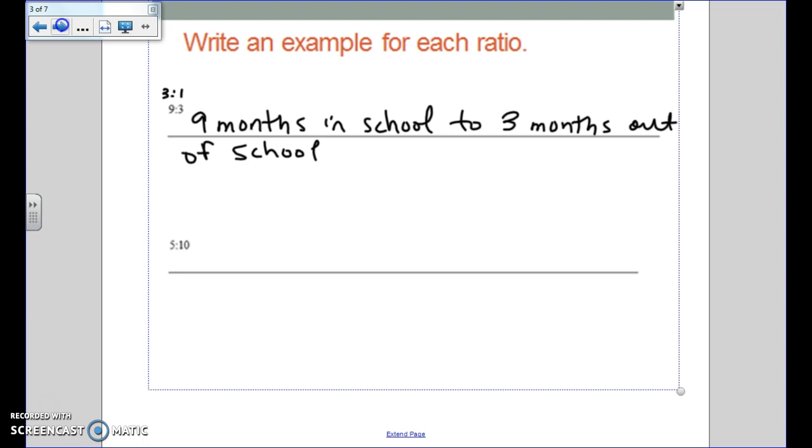Same way with this 5 to 10. When I think of 5 to 10, I think of maybe one of my classes, if I have 15 students, there could be 5 boys to 10 girls. That one maybe would be more appropriate to write as 1 boy for every 2 girls. But it just depends on the context of the problem or the example that you come up with, because you'll have a few examples to come up with tomorrow on the worksheet. It's just a relationship between how many of one to another. So I hope that defines ratio a little better for you.